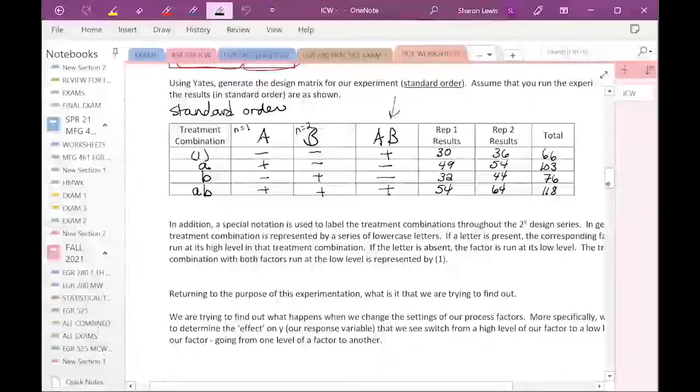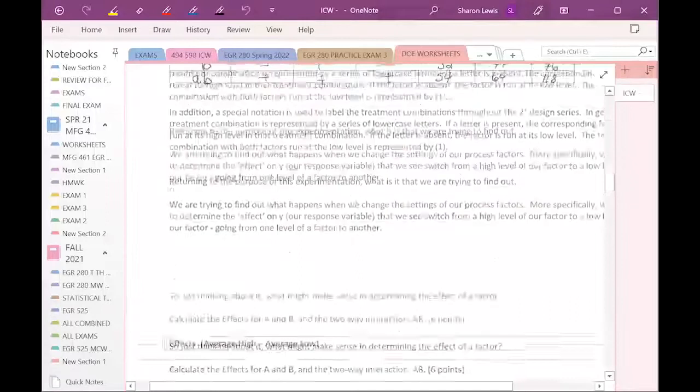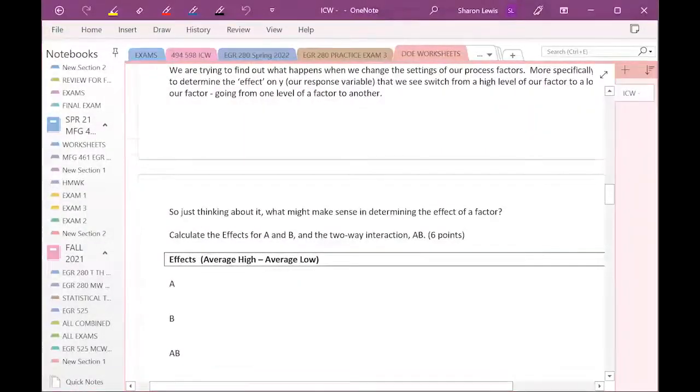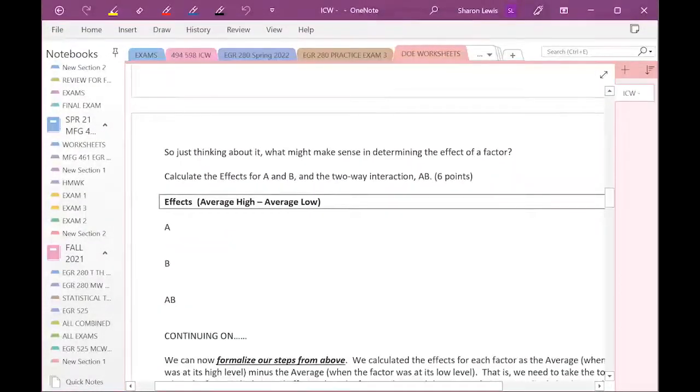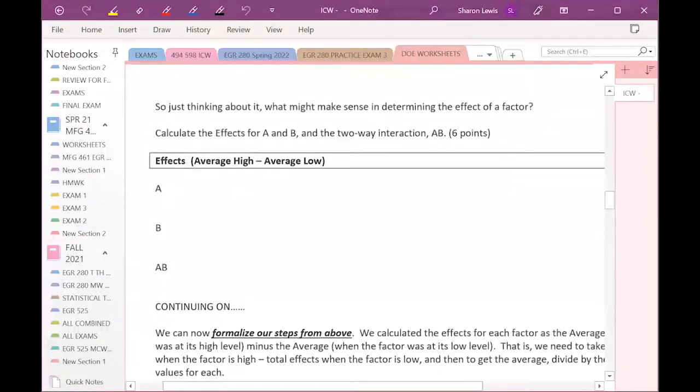Just thinking logically about this, if I want to know the effect of going from a low level to a high level, it makes sense to look at what we got when it was low, what we got when it was high, and look at the difference. So let's actually calculate that. Why don't I look at the average high minus the average low? Since we took more than one result, we had 2 replicates, so let's take the average.